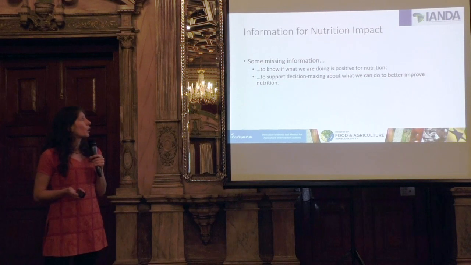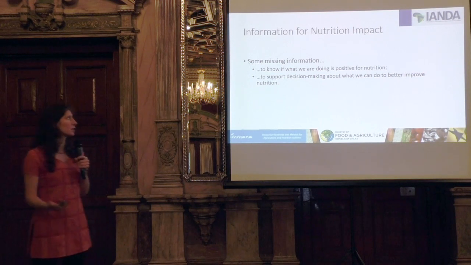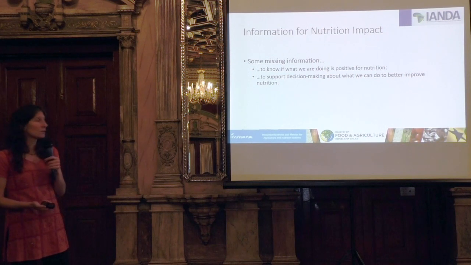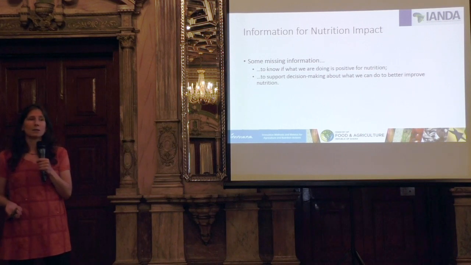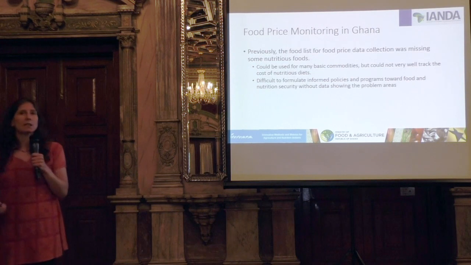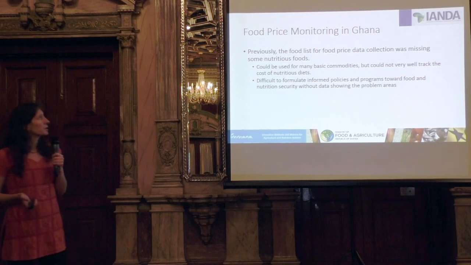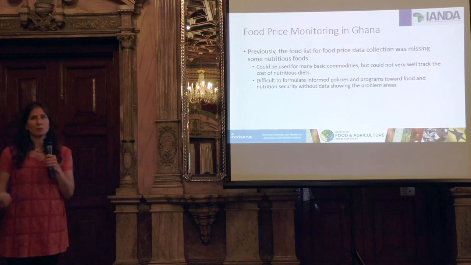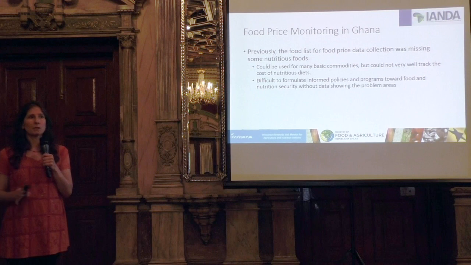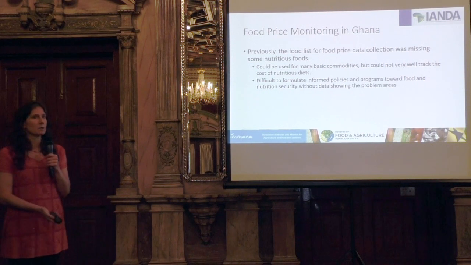But they really were missing the kind of information that could let them know if their operations were affecting nutrition, and to support their decision making about what they could do within the Ministry of Food and Agriculture to better improve nutrition. Their existing food price data collection was missing quite a number of nutritious foods. It could be used for many basic commodities, and sort of be used as it was for tracking nutritious diets, but it was missing a lot of important foods. So it was difficult to really formulate informed policies and programs about nutrition in the country.